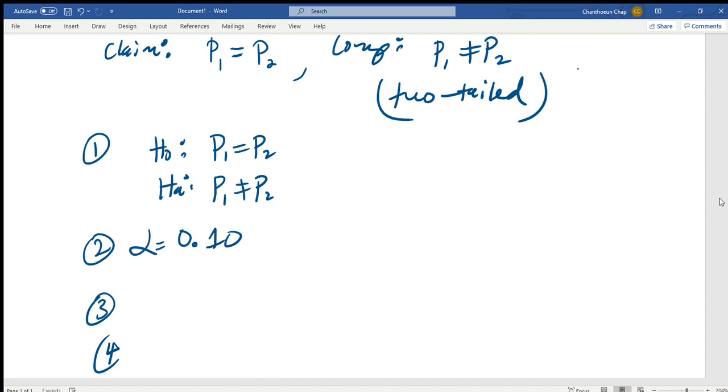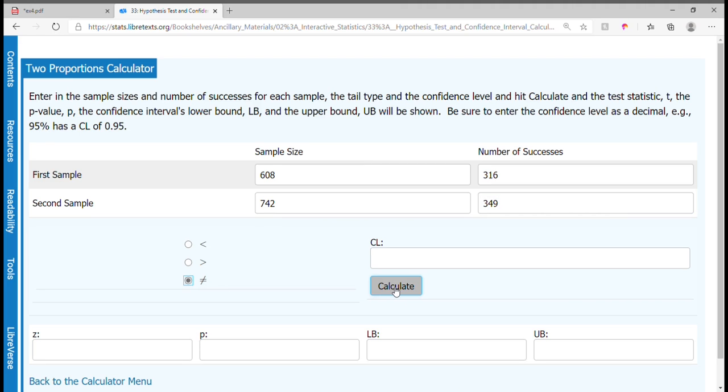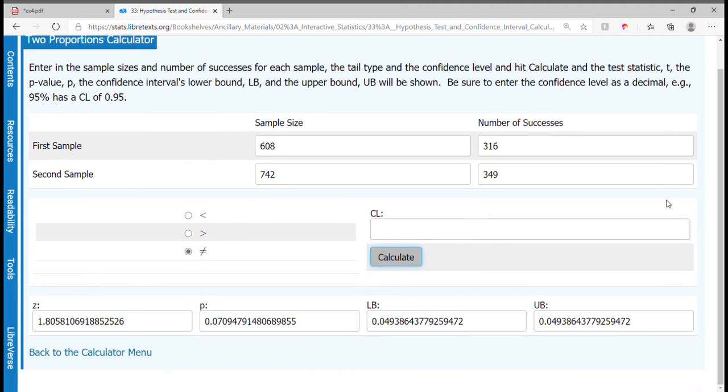In step 3 and 4, we'll have to go to our statistics calculator for this question. The calculator that we'll be using is the 2 proportions calculator. For group 1, the sample size is 608, and the number of successes is 316. For the second group, the sample size is 742, and the number of successes is 349. For the alternative hypothesis, we have not equals. Let's click calculate. And here is our test statistic.